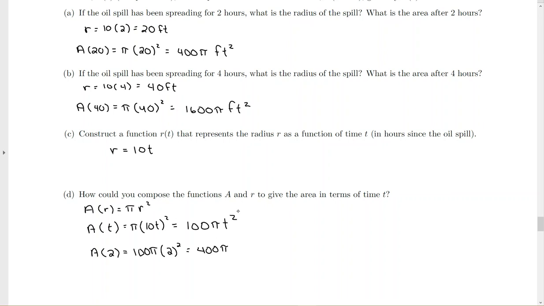So I can go directly to this formula right here, 100 pi t squared, and plug in and get the area in feet squared, instead of doing it in 2 steps, figuring out the radius, plugging the radius in, and then getting the area. I know what the time is, so I can figure out the area directly.